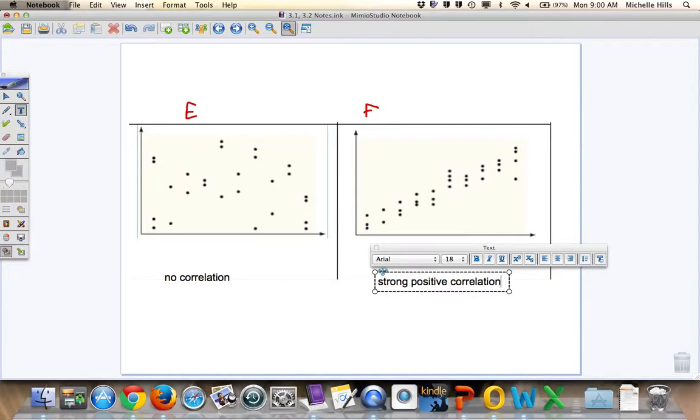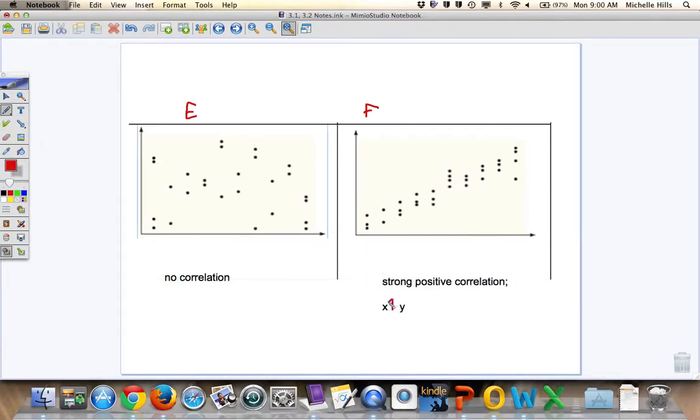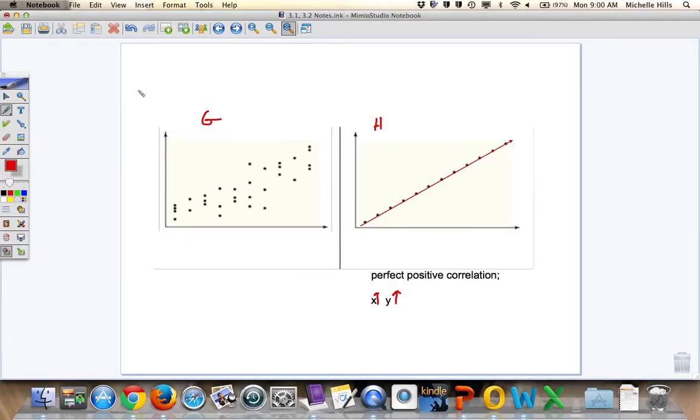It doesn't mean that there are no outliers. It just means, for the most part, the points are reasonably linear. And then any positive correlation, as x increases, y also increases. Or I could say as x decreases, y decreases, but they're moving in the same direction to have a positive slope and a positive correlation.